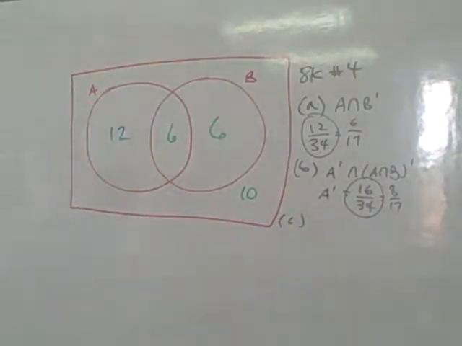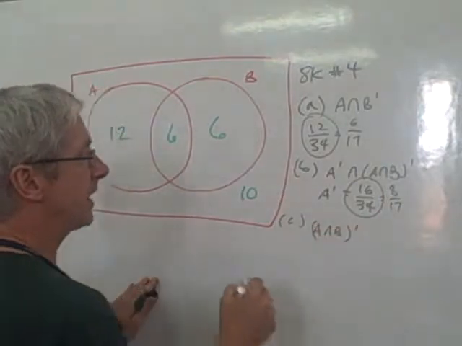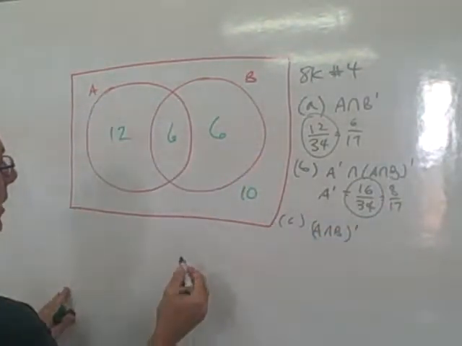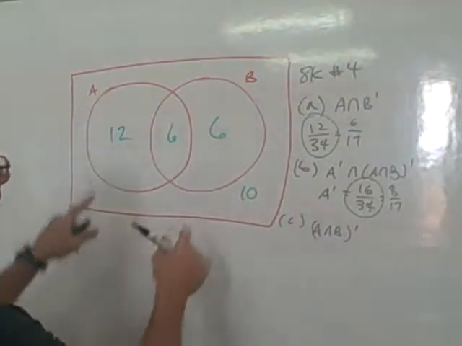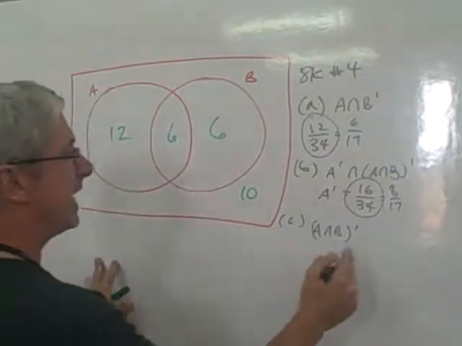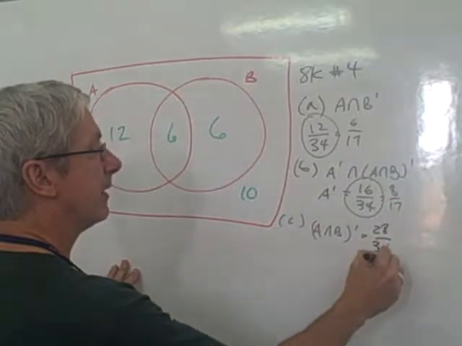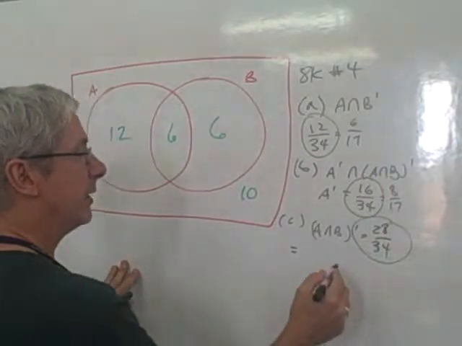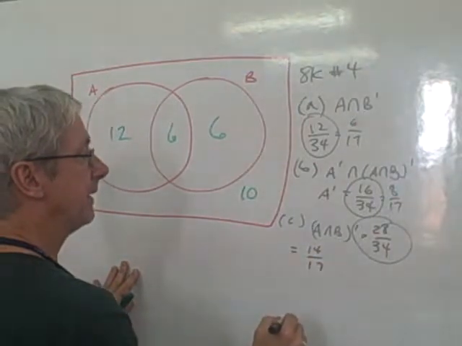Okay, what's in C? In C they ask what's not in both A and B. So if it's not in both A and B, that's A intersect B complement. Well, there's 6 in the intersection. That means everything that's not in it is everything outside. So that's a total of 10, 16, 28 out of the total, which is 34. And once again, we can divide that by 2. We get 14 17ths.